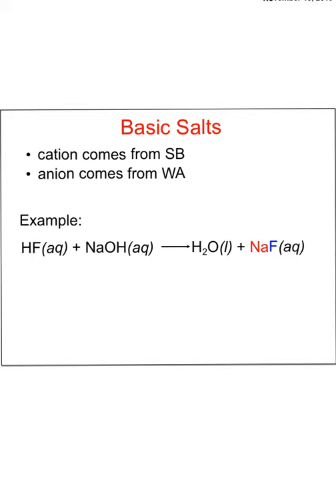Well, if it's a basic salt, the cation is still going to come from a strong base, but the difference here is the anion comes from a weak acid. So really, it's the conjugate base of a weak acid. So in this case, HF is my weak acid. We have NaOH as a strong base. We make our HOH, we pull out our water, and we're left with NaF, which is our salt that we are going to assess for any acidic or basic properties.